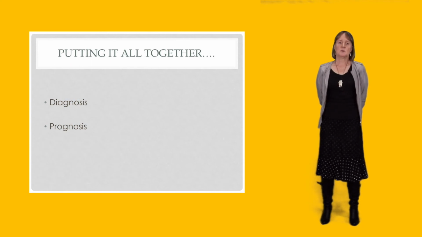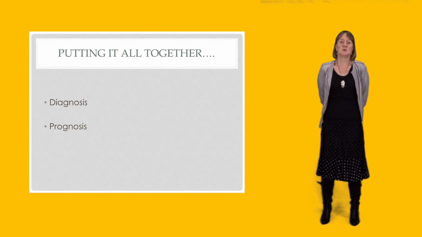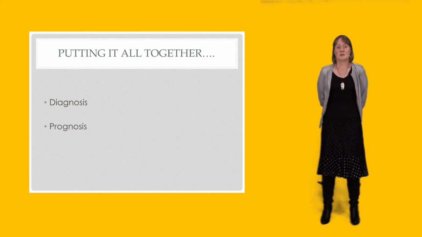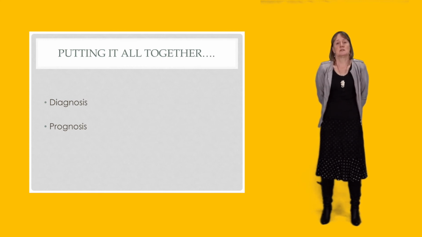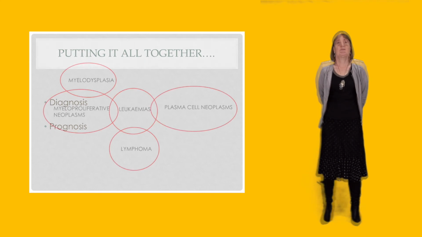Having done all of these assessments, the clinical assessment, we've looked at the blood tests, we've done the morphology, we've done any immunophenotyping, any cytogenetics, molecular studies that we feel we need to do, what we do then, of course, is put it all together to make a diagnosis, and also use that information to decide what the likely outcome for that patient is, the prognosis.